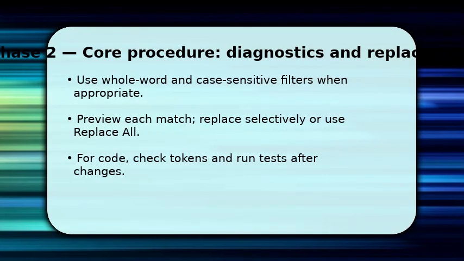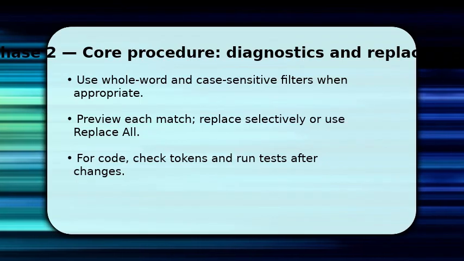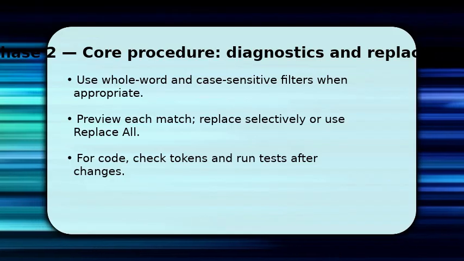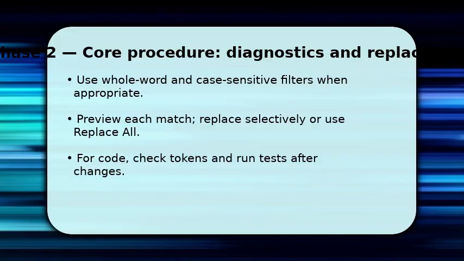You now move through the middle steps, preview and refine. Use the editor's find feature to jump to each occurrence. Preview the context so you understand the effect. If contexts vary, replace selectively to avoid grammatical or semantic errors. If the change is uniform, choose Replace All, but only after a visual scan.